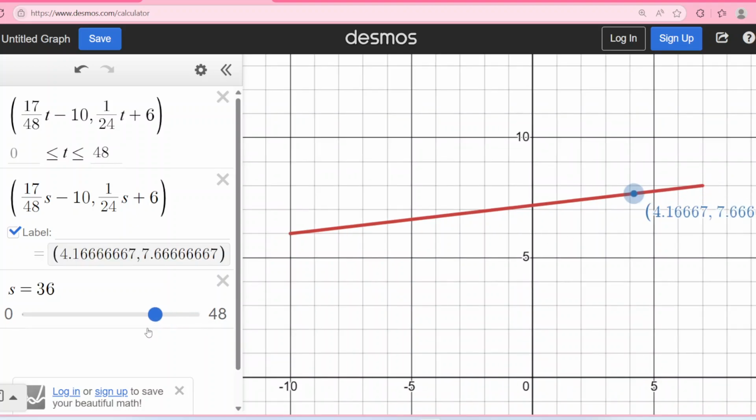And you saw the motion happen, right? It started here, and then as time went by, the value of the parameter increased to 48 hours. You ended up there, exactly as was described in the problem.